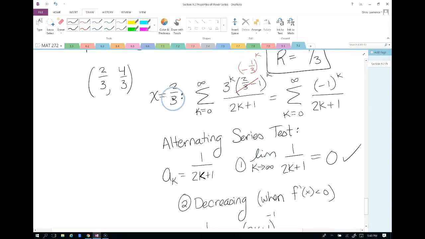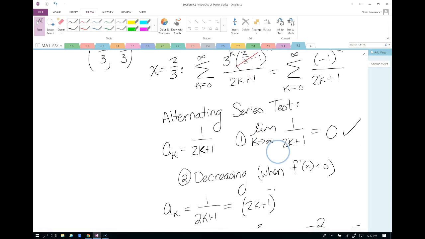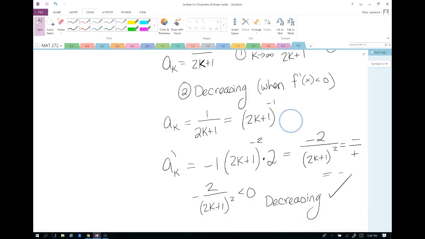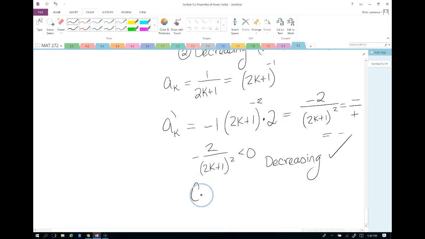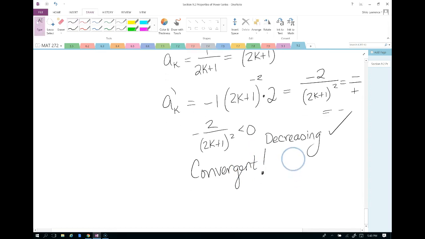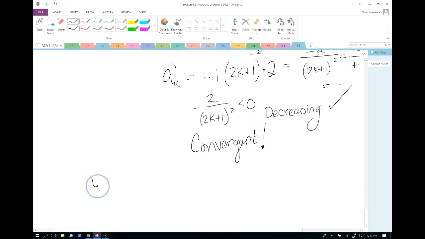So when I plug 2/3 in to my original series, I'm able to prove that the series is convergent, which means I want to include 2/3 in my interval. So I'm going to change that parenthesis to a bracket. Before I do any rewriting that, we need to check our other endpoint though, x equals 4/3.